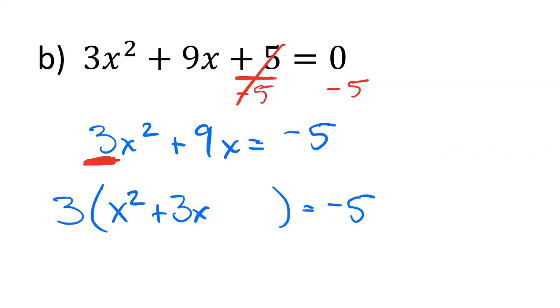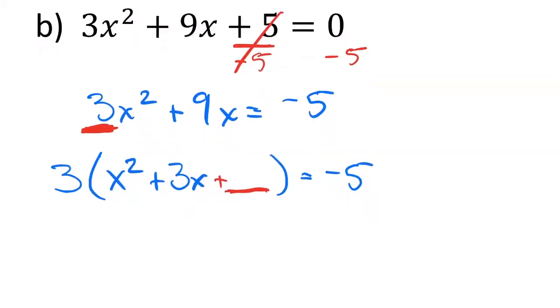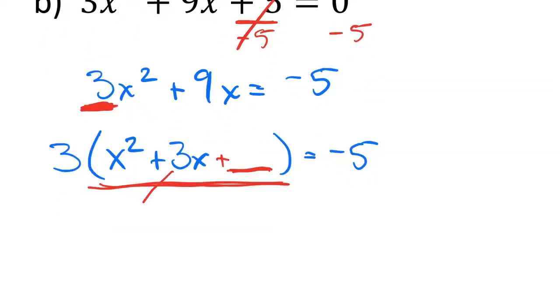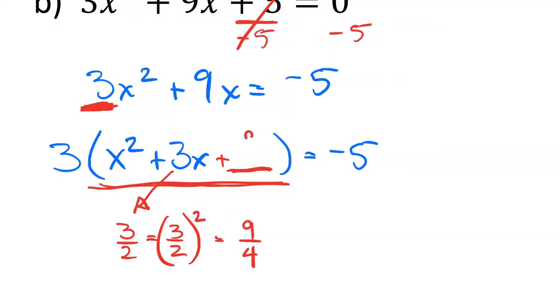Now I think, well, I need to add some constant in here such that this polynomial will factor into a perfect square. To determine what to add in there, I take this b term, I divide it by 2, and I'm going to leave that as a fraction, 3/2. Then I take that and I square it. 3/2 squared, 9/4. So I'm going to add 9/4. Because I add 9/4 there, I have to be really careful.